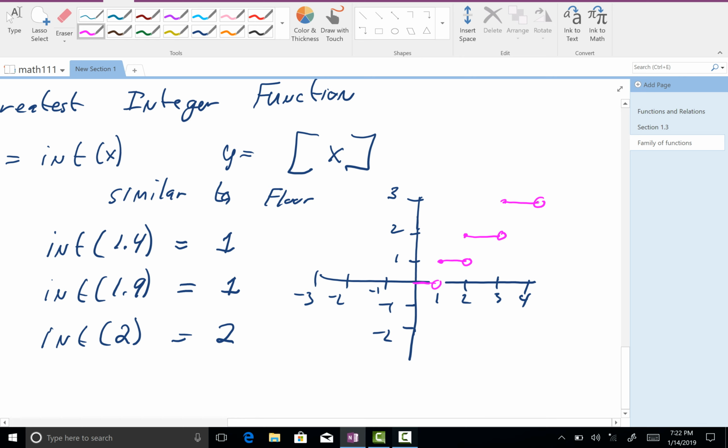And it works with negatives too. It's the same thing. Open dot, open dot, open dot. That's the greatest integer. That's what that looks like. So it's pretty much floor. That's basically what it is.